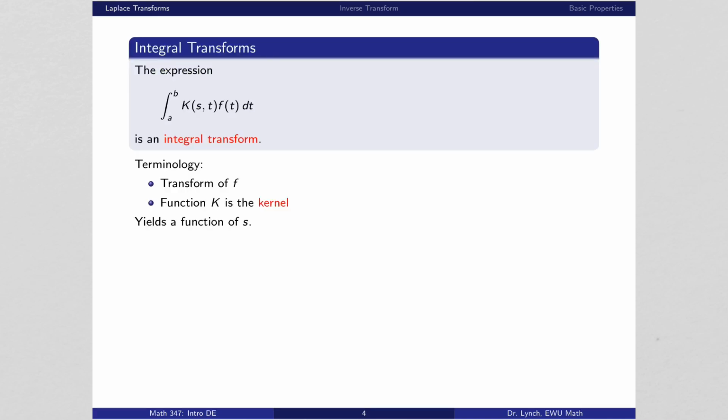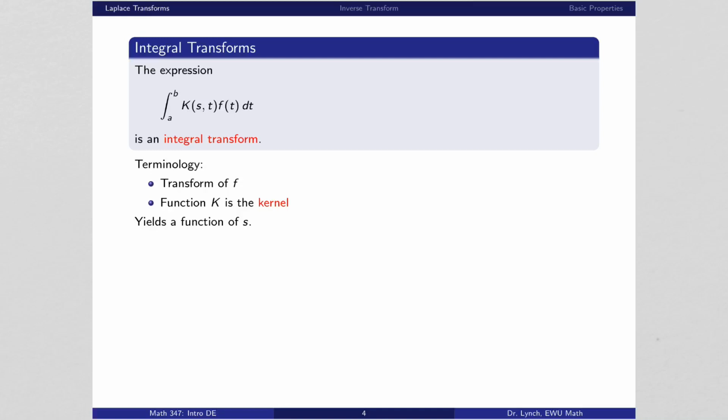Here is the definition of an integral transform. The expression, the integral from a to b, k of s and t times f of t dt is called an integral transform. A little bit of terminology. This is typically the transform of some function f, where the function k is a kernel.